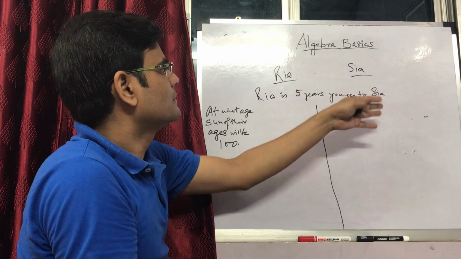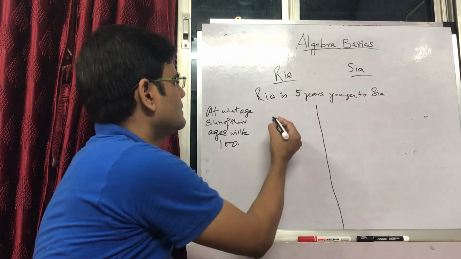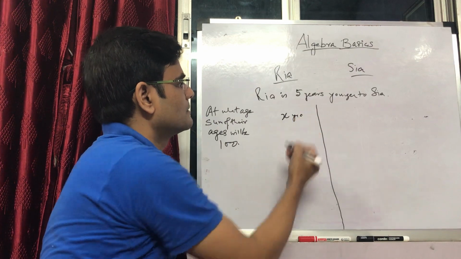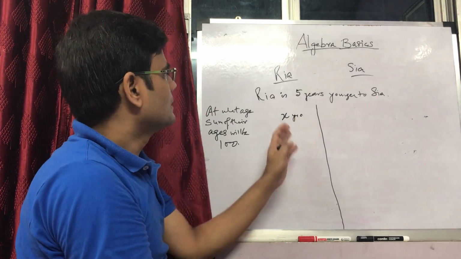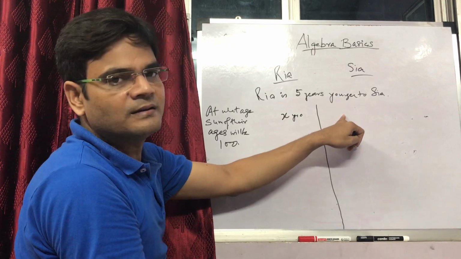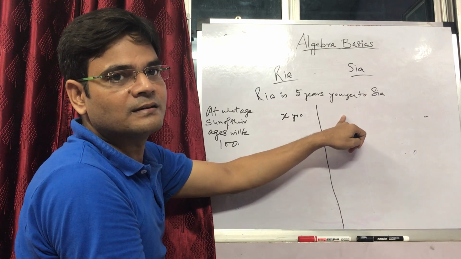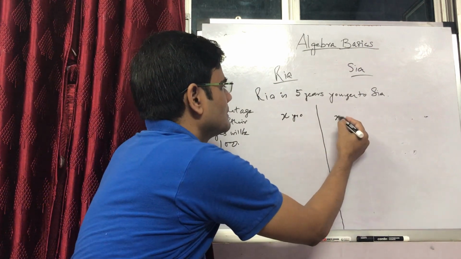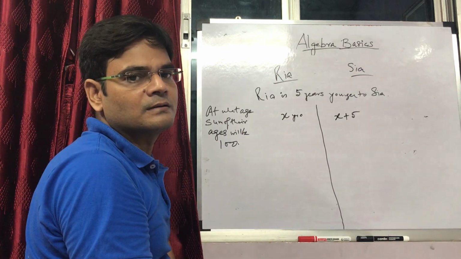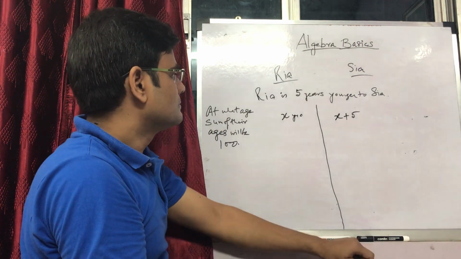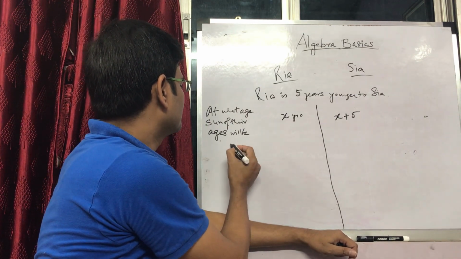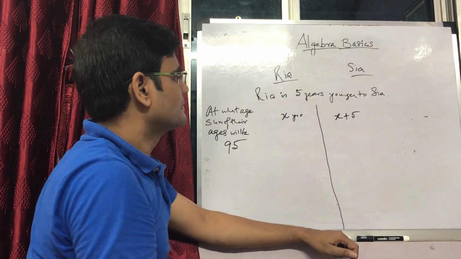Ria is 5 years younger to Sia. Let's assume Ria is x years old. Now Ria is 5 years younger to Sia, so Sia is elder, right? Sia is elder by 5 years. Understood? Now I should make this 95, because this will then be 95.